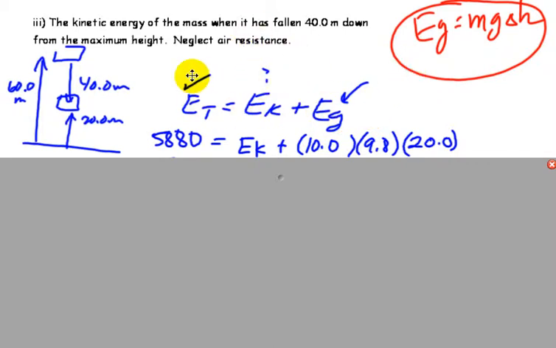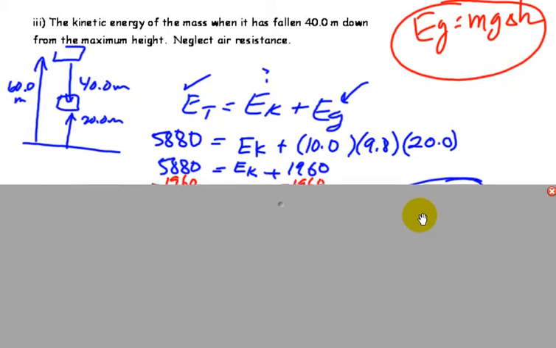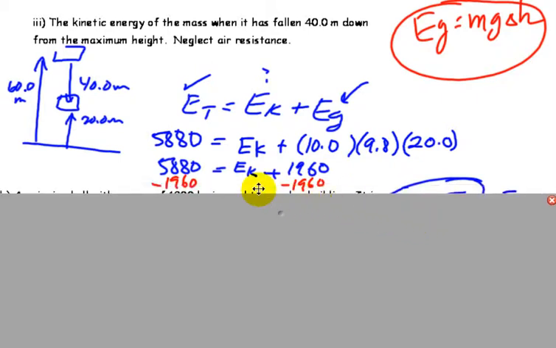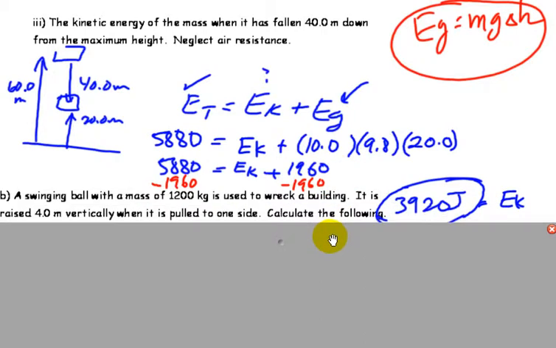We have some kinetic and some gravitational. So we know the total energy from earlier, 5880. Kinetic energy is what we're looking for. Gravitational energy at this spot is mgh, mass times gravity times height. So we have 5880 is equal to EK plus 1960. So subtract 1960 from each side, and we get the kinetic energy being 3920 joules.